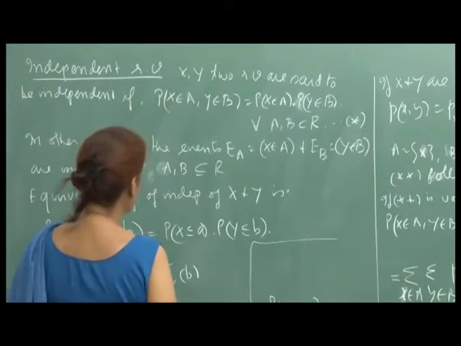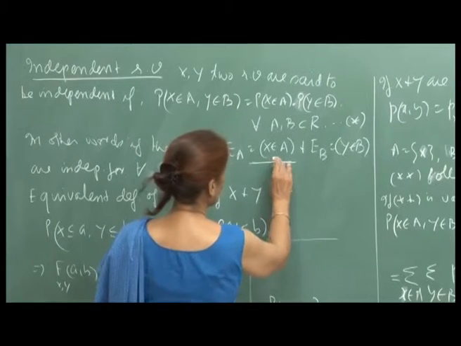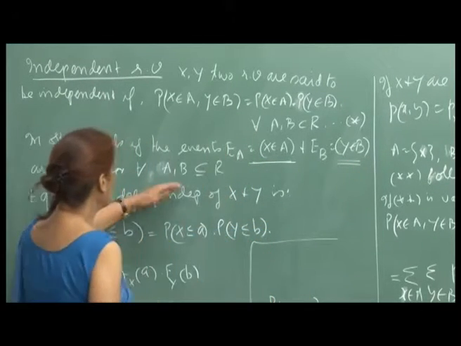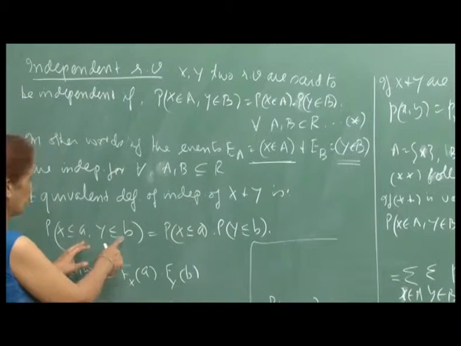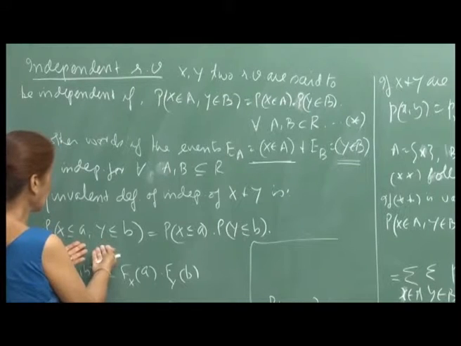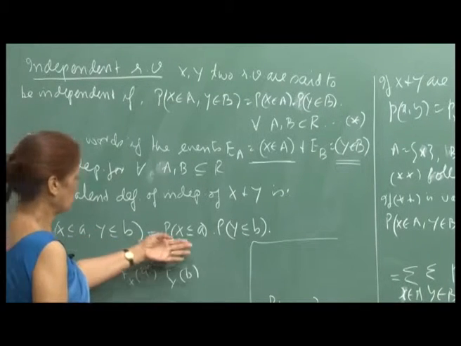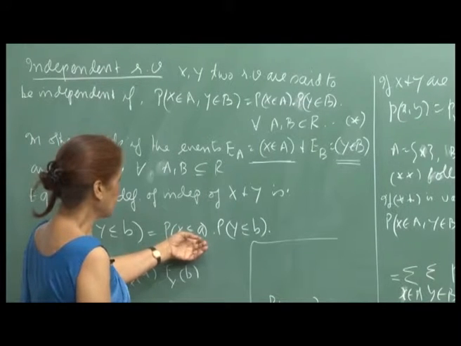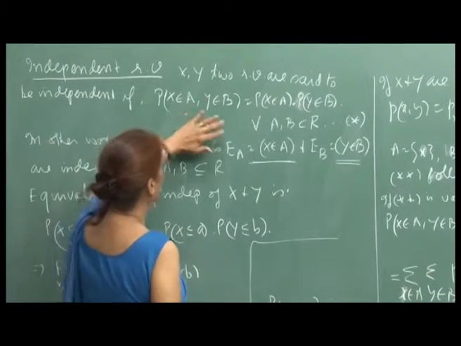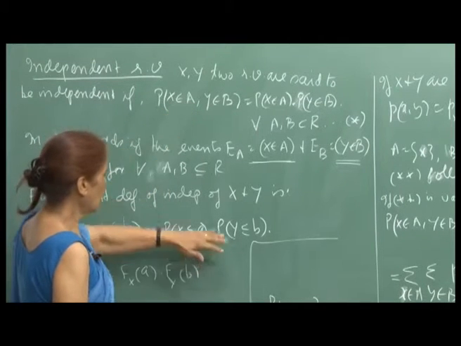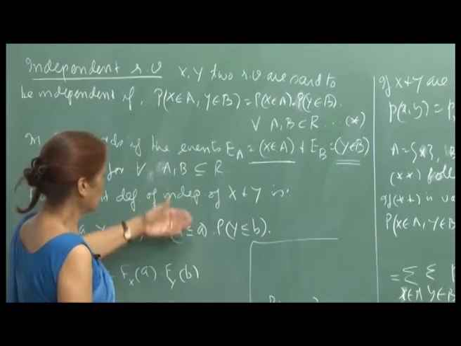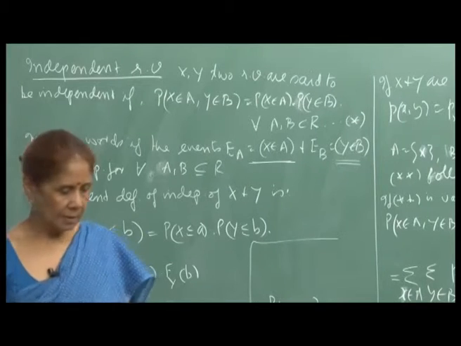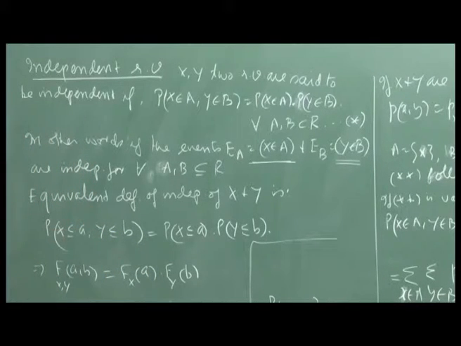Now, another way of saying this is that the event X belongs to A and the event Y belongs to B are independent for all A, B subsets of R. Then an equivalent definition of independence of X, Y would be that you take real numbers A, B, and then you are saying that the probability of X less than or equal to A, Y less than or equal to B is equal to probability X less than or equal to A times probability Y less than or equal to B. This should hold for all A and B, and this is if and only if the earlier one, or you can show by using the 3 axioms that these are the same definitions. You can then take 2 real numbers and describe your events in that way.